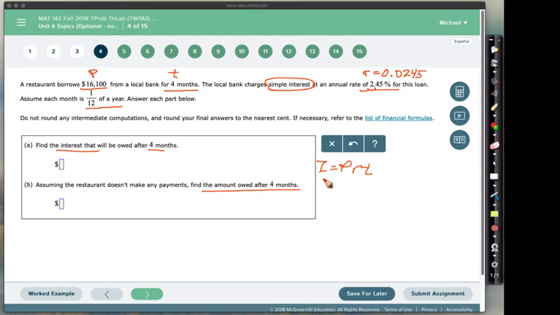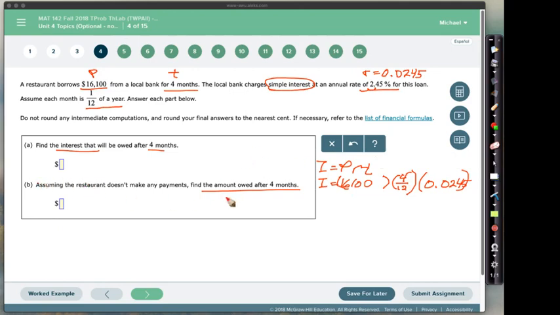Okay. So the interest is going to be 16,100 times the time, which is 4/12 of a year. So it's 1/3. That's okay. And then we're going to multiply by 0.0245. Oops, I forgot the 5. Let's squeeze it in there. It'll show up on the calculator. And then we're going to be good. We'll have the first answer.